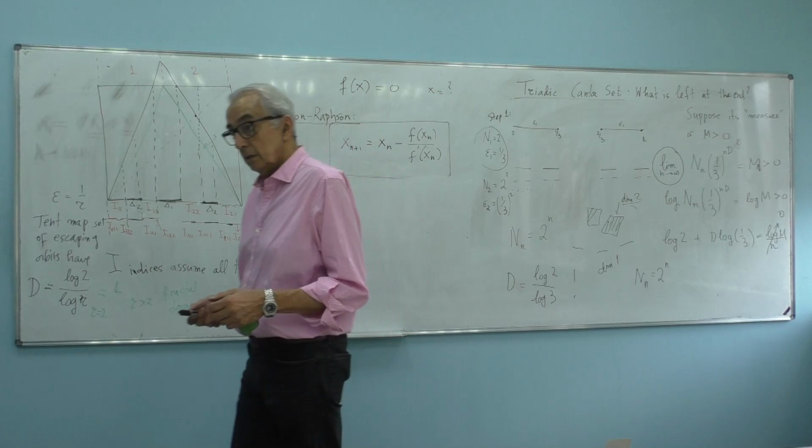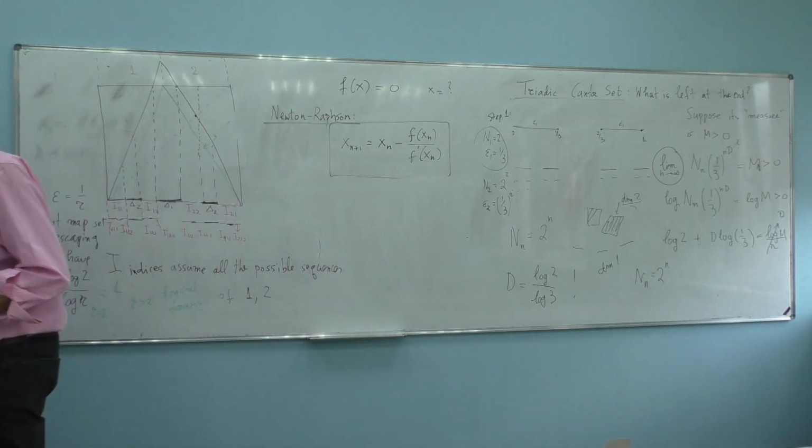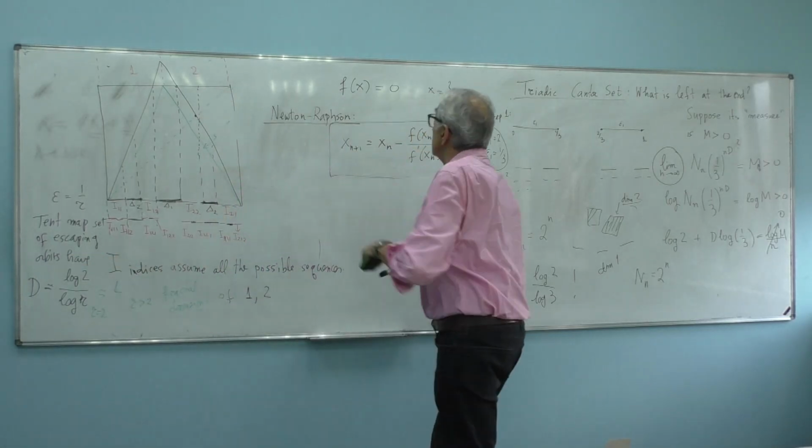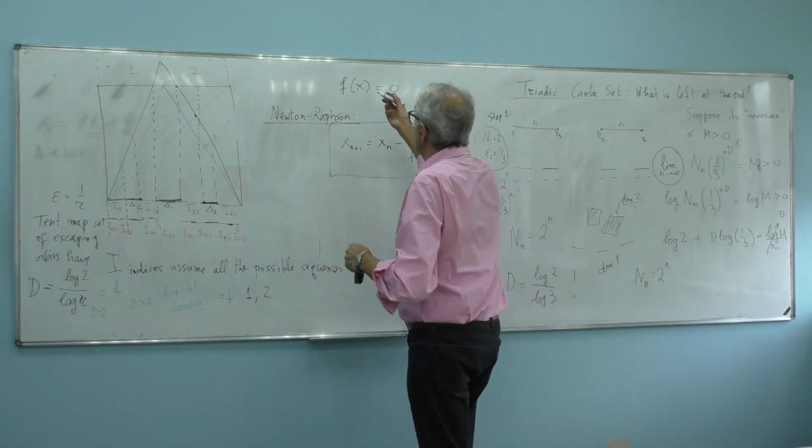It's not only 1, right? It also has these two roots. So now, use the method of Newton. What would the method be?